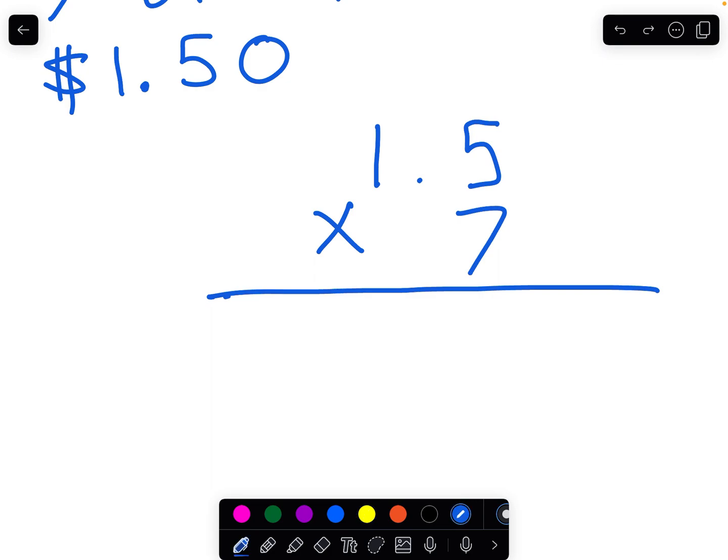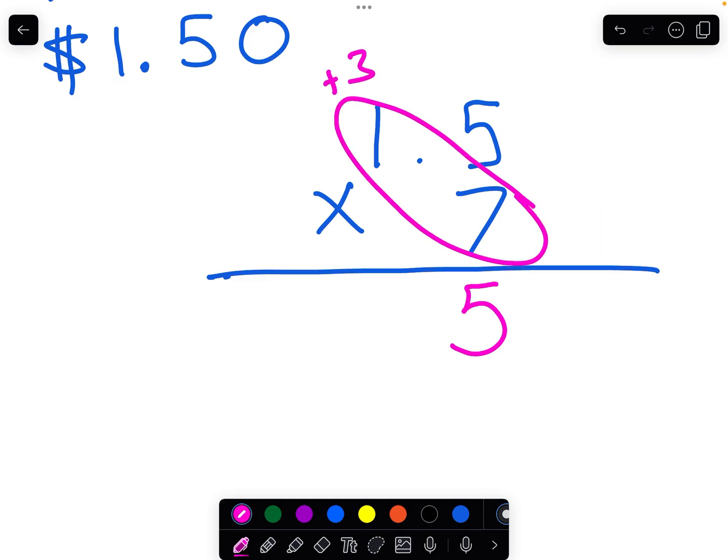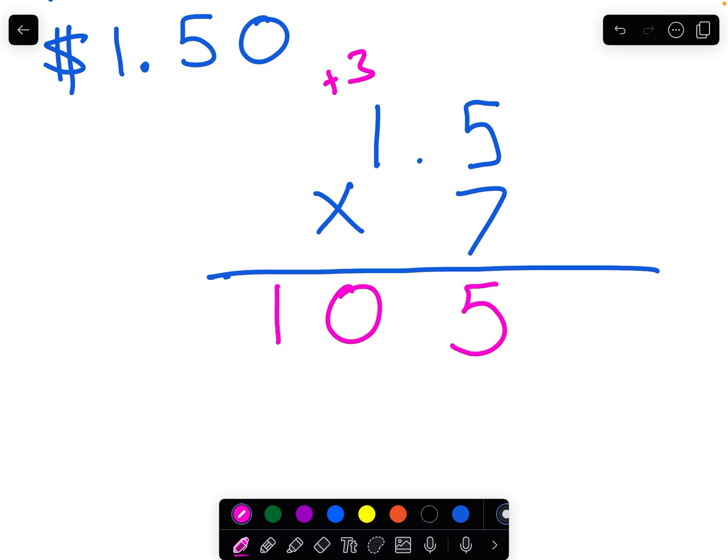So here's what we're going to do. We are going to multiply these two numbers as if we would multiply 15 times 7. Like we're totally ignoring the decimals. See this decimal point? We're kind of ignoring it right now. We're just going to multiply 15 times 7. And what is 15 times 7? Let's do it. Well, 7 times 5, I know that that's 35. I'm going to carry the 3. Now I'm going to multiply 7 times 1, that's 7, add 3, that's 10. So now my answer is 105.